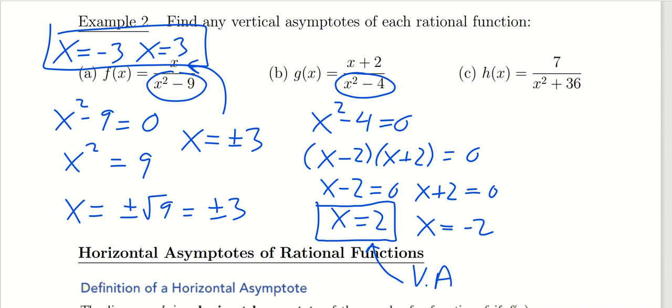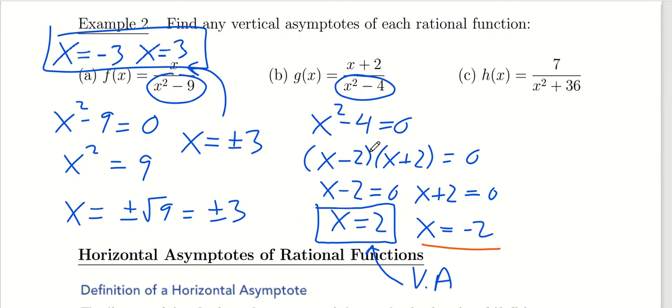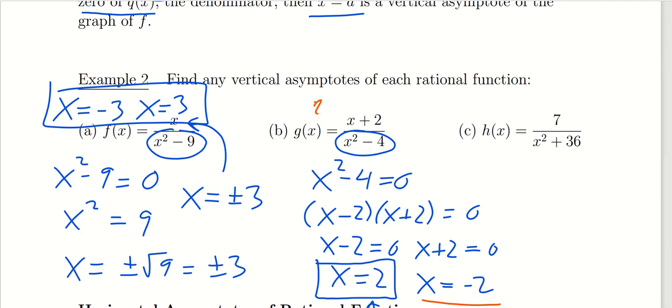The question is, well, what then happens with x equals negative 2? Notice that if you plug 2 into the numerator, 2 plus 2 would be equal to 4. So this value makes the bottom 0, but it doesn't simultaneously make the numerator equal to 0. So this one is a vertical asymptote. If you plug negative 2 into the numerator, however, that also gives us a 0 up top.